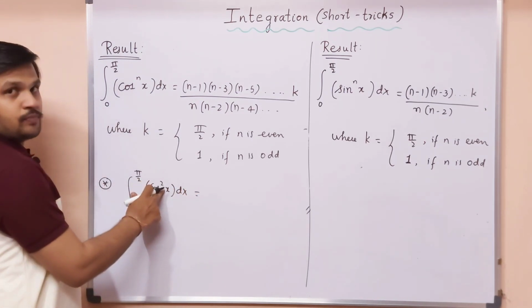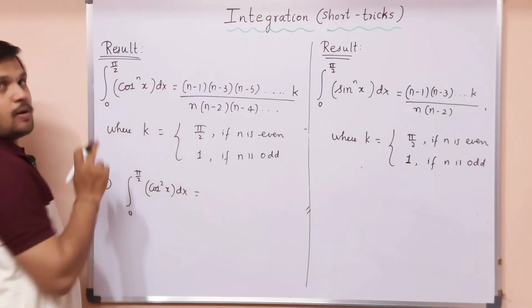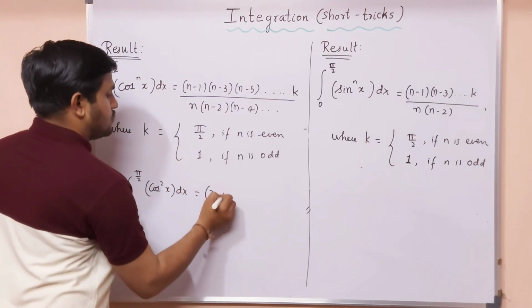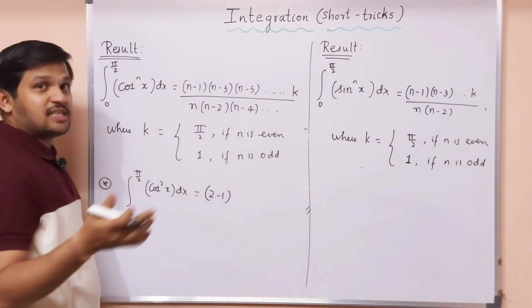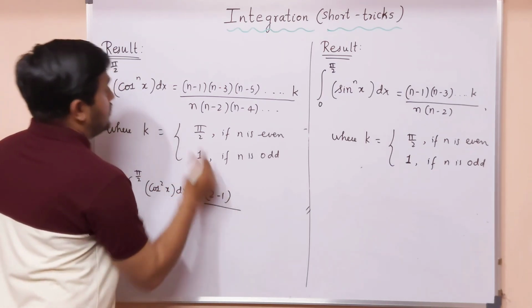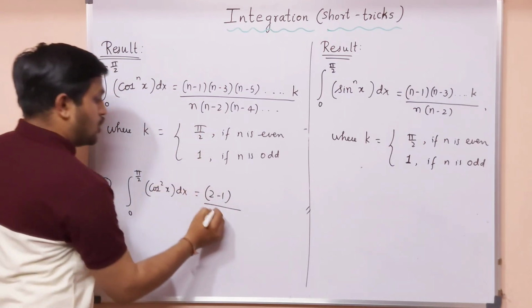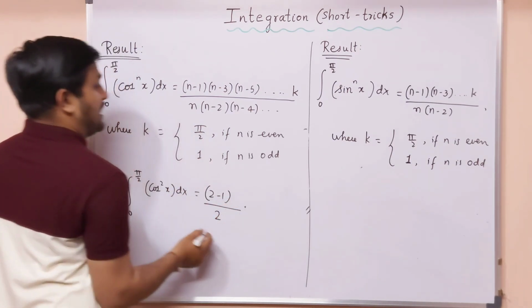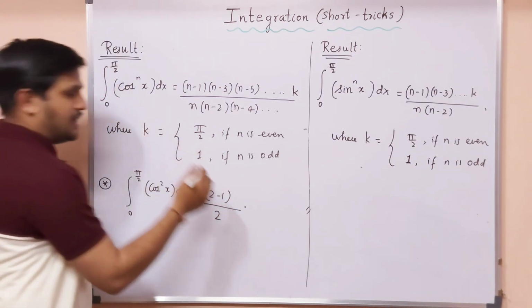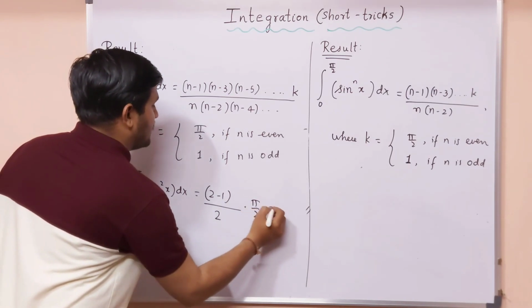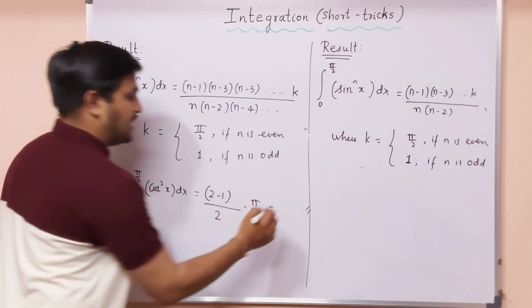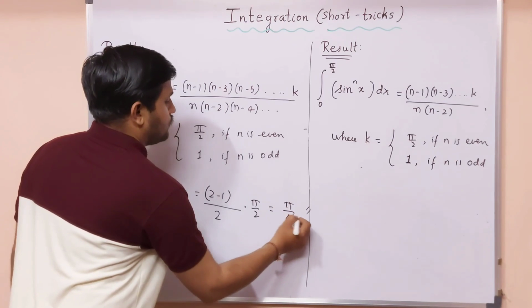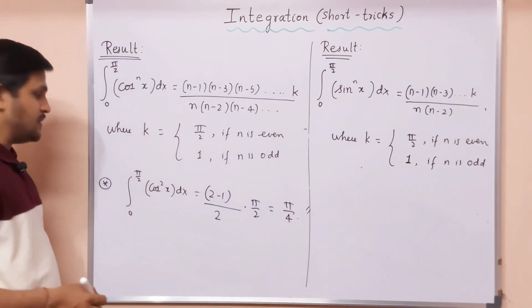n is 2, even, so apply 2 here: 2 minus 1, then next 2 minus 3 is minus 1, so do not take it. In the denominator, n is equal to 2, so 2 minus 2 will be 0, so you should not consider it, multiplied with, since it is even, pi by 2. So therefore what is the answer? 1 by 2 into pi by 2 is pi divided by 4. So how easily we can solve this, right?